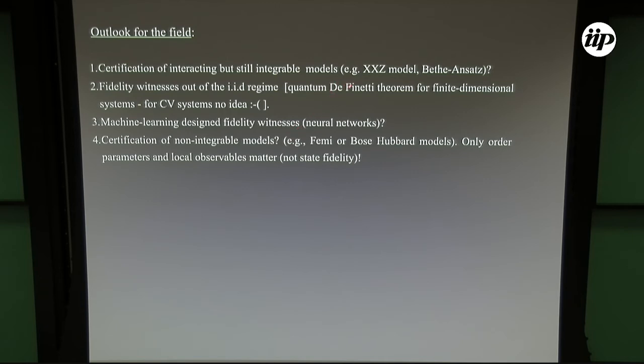For discrete dimensional systems, there is something called the quantum de Finetti theorem. So more or less, we imagine how to do it. But for continuous variable systems, there's no such thing. And then, of course, there are some crazy ideas of using machine learning to define fidelity witnesses. And also, at the end of the day, we would like to have an efficient technique to certify Fermi and Bose-Hubbard models, right?